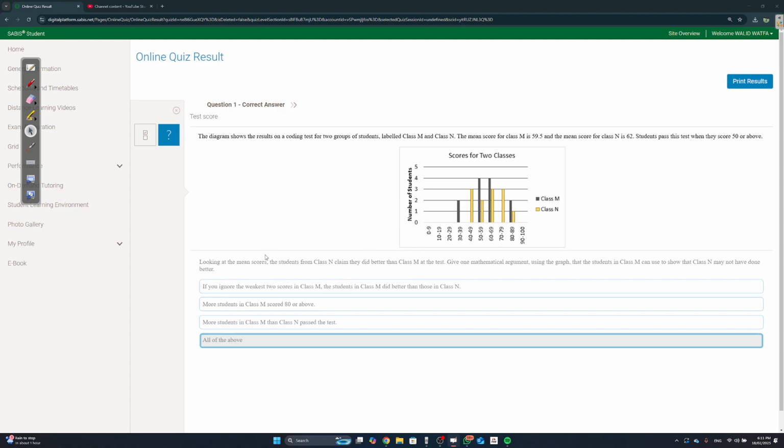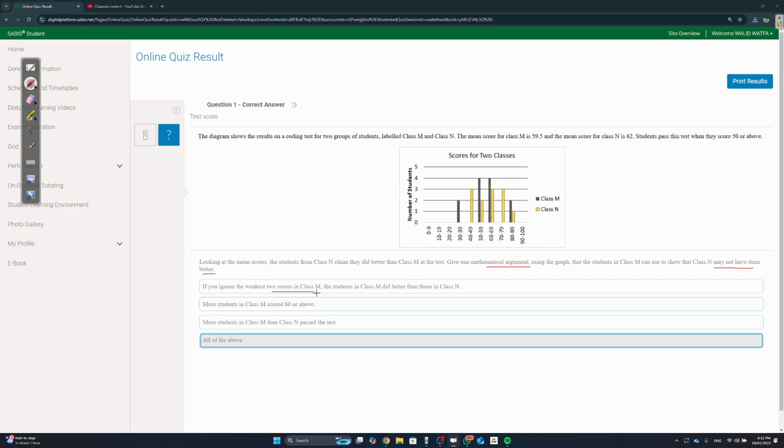Looking at the mean scores, the students from class N claim they did better than class M at that test. That's what they're claiming. For the yellow ones, they're saying they did better than the gray ones. Give one mathematical argument using the graph that the students in M can use to show that class N may not have done better. Okay, so we're going to go through them one by one.